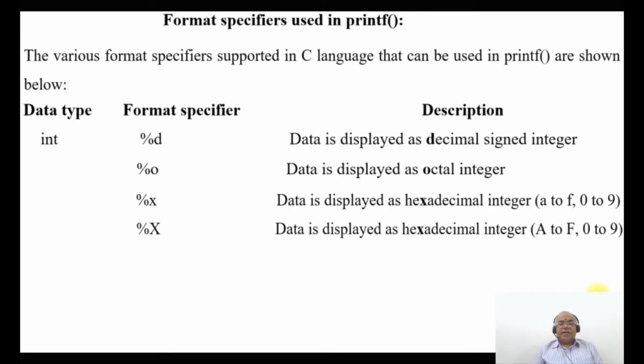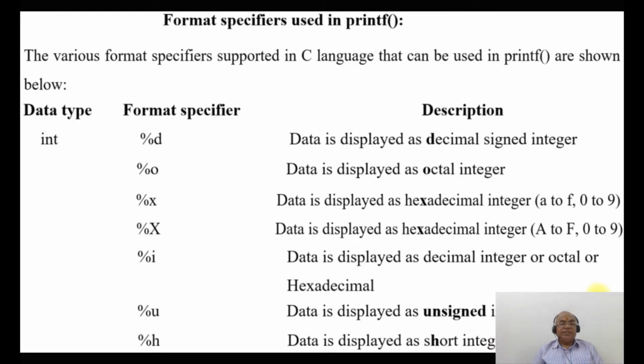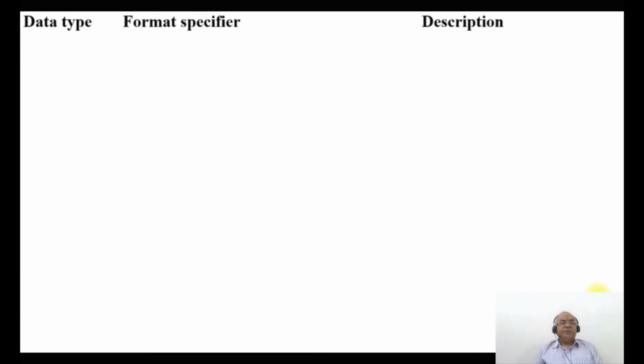%X, data is displayed as a hexadecimal integer with capital A to F and 0 to 9. %i, data is displayed as a decimal integer or octal or hexadecimal number. %u, data is displayed as an unsigned integer. %h, data is displayed as a short integer.